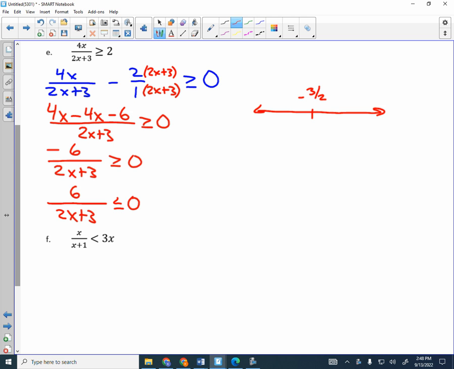So if we only have one number in the top, how many columns are we going to have? We're just going to have 2. And how many rows are you going to have? Just 1. Okay, 6 didn't produce any zeros, did it? So you don't have to include it. You only have to include the 2x plus 3. So 2x plus 3 goes here.